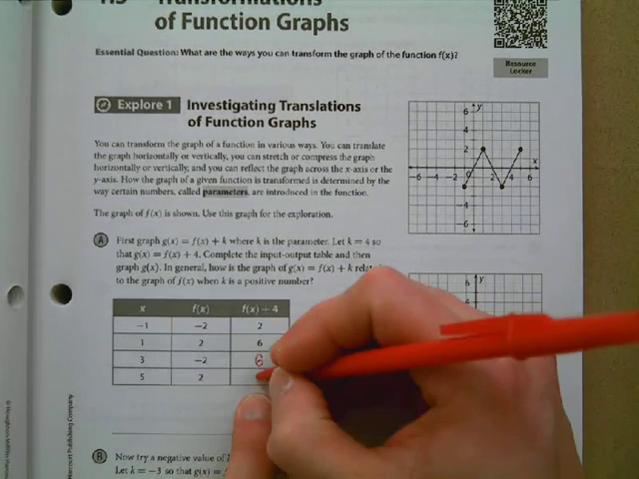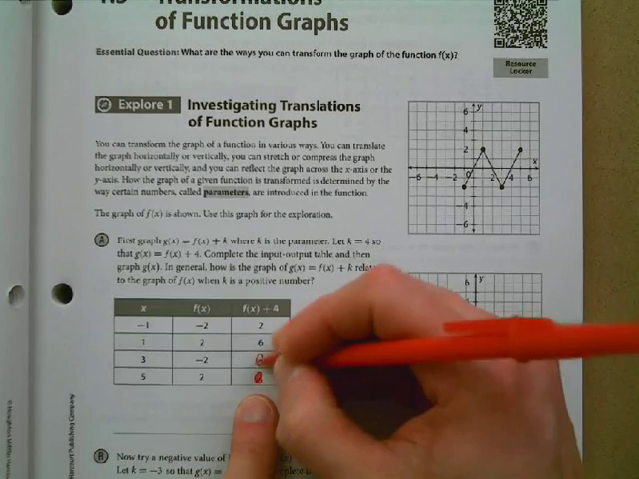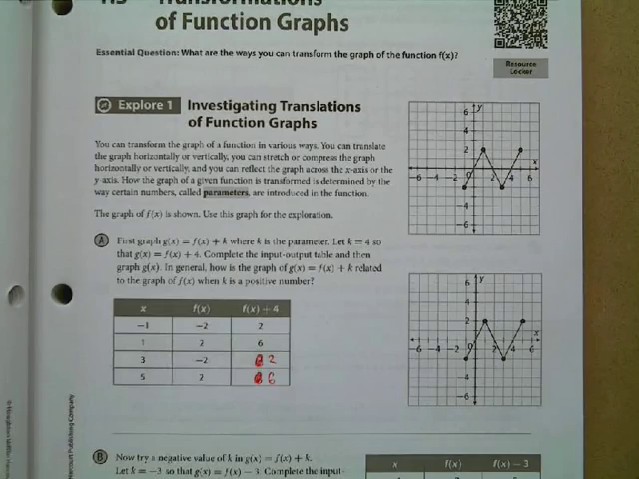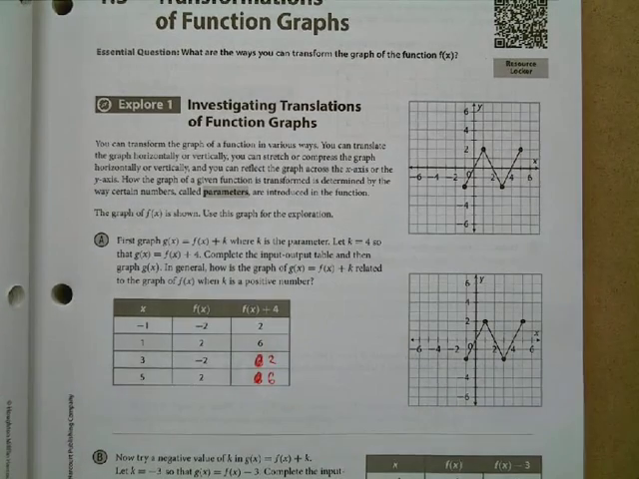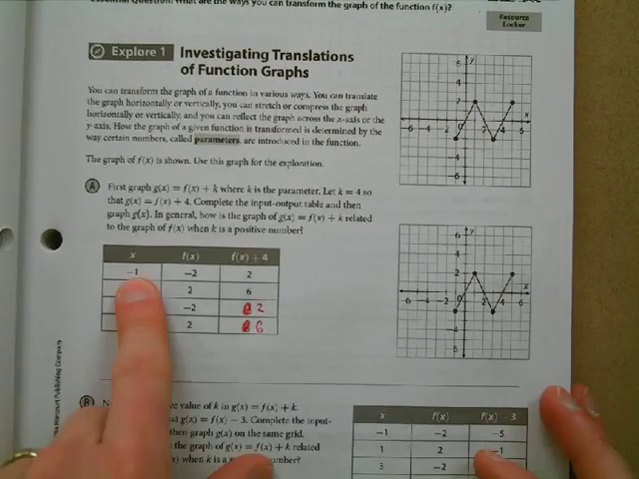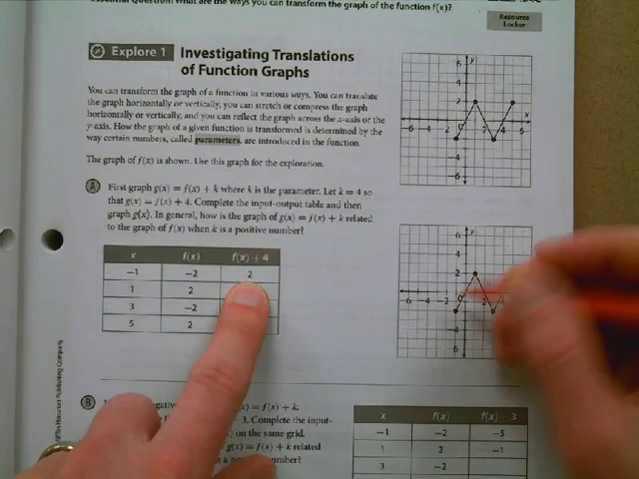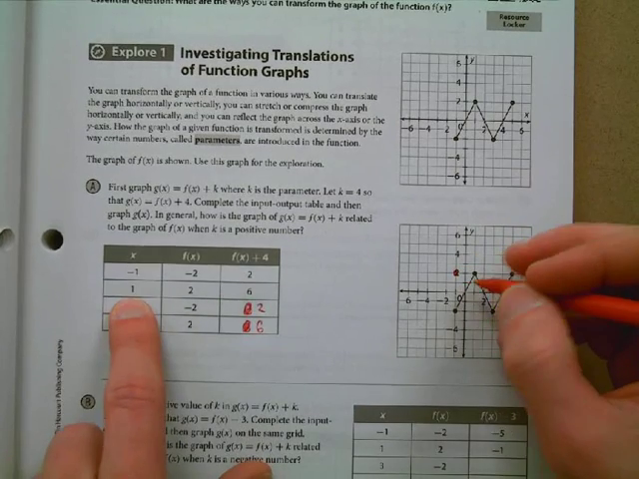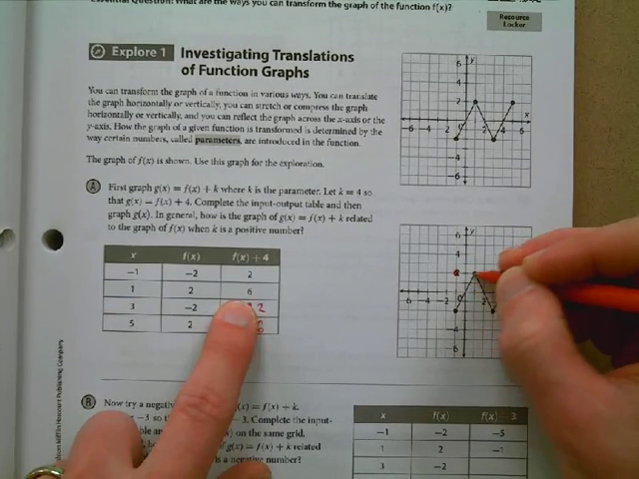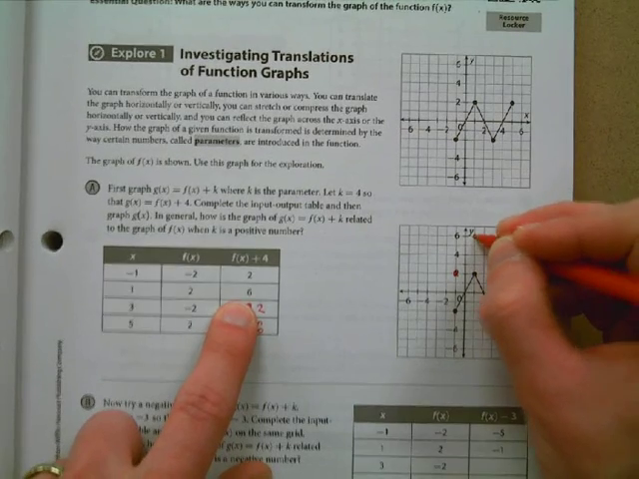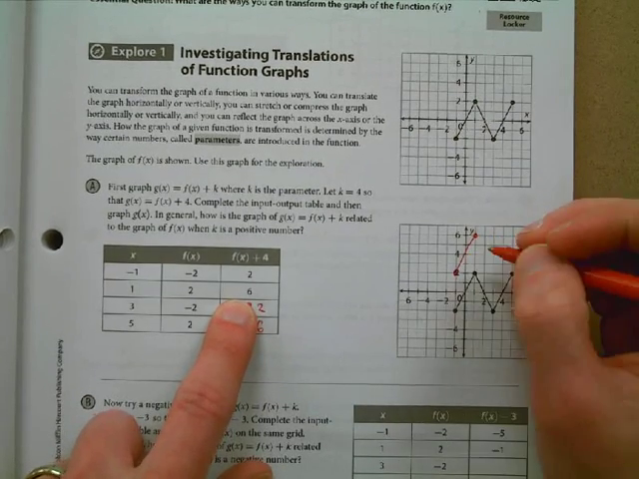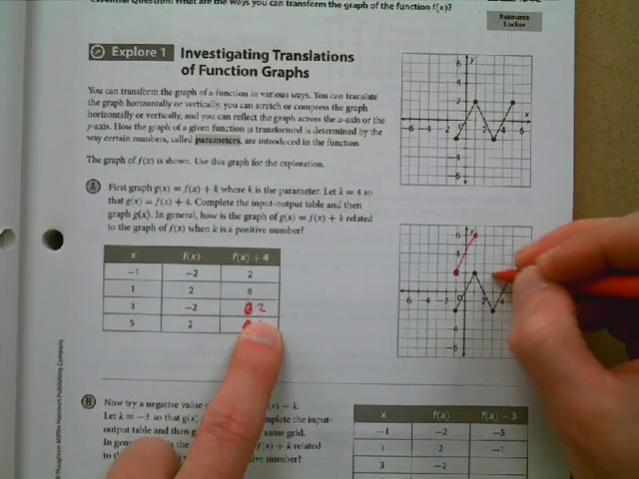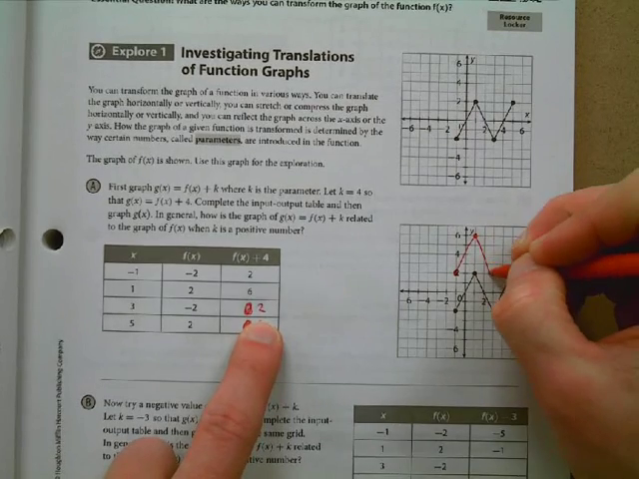Okay, and now we're going to plot these new points. We still have the x value of -1, but it's going to go up to 2 now. We still have the x value of 1, it's going to go up to 6. Okay, and we'll connect those dots. 3 now goes to 2, and we'll connect the dots. And then 5 goes to 6. 5, 2, 4, 6. Okay, so there's our new graph.